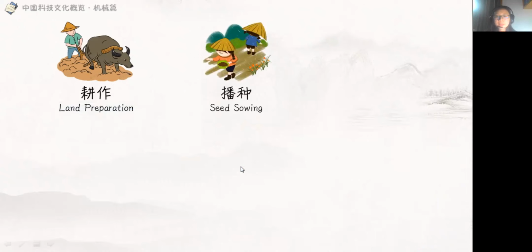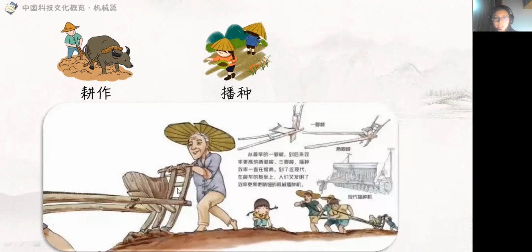Okay, second step, seed sowing. It means putting seeds into the ground, like this. She is using this tool to do seed sowing.